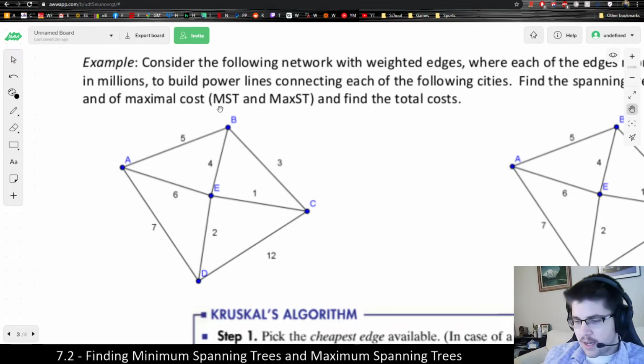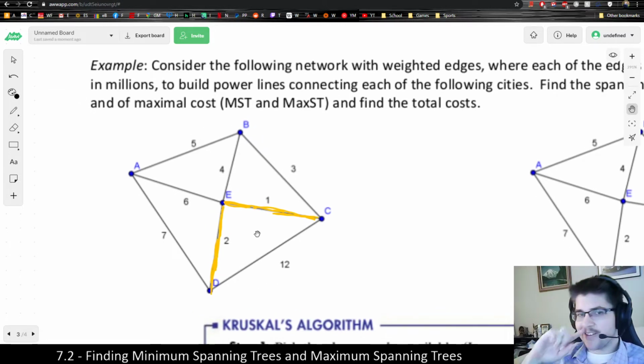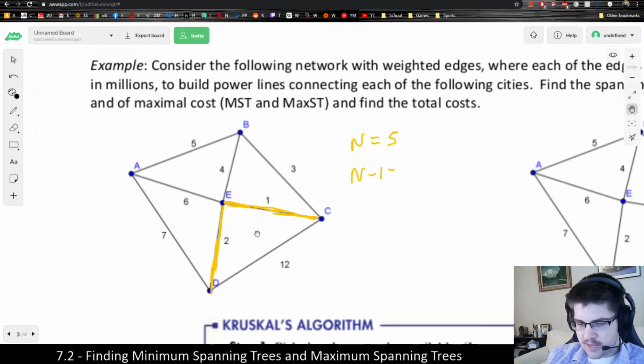So if we're thinking about how we would solve it, of course, if we're trying to find the cheapest configuration, we want to use the smallest numbers. So it's pretty obvious where we begin. We could start by building the power line between E and C, which would cost $1 million, right? And that would give us one option. I could build the power line between E and D, which would cost $2 million. And I could keep doing this until I use 4 edges, right? Because I know that my number of vertices is 5, and the number of edges that I need would have to be 4 in order to connect them all together.